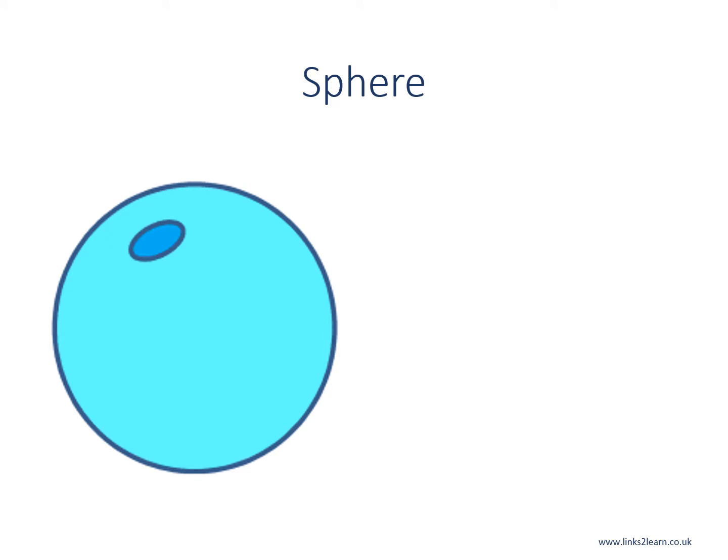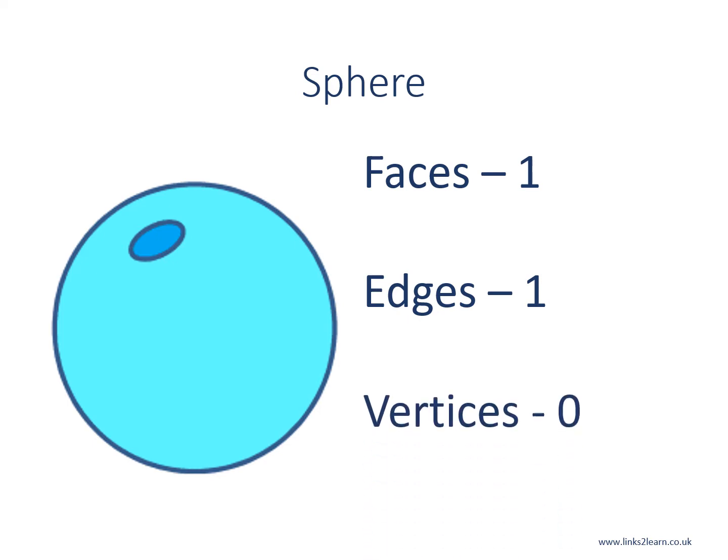So the sphere, we have one face, one complete face, and one edge and no vertices for this one.